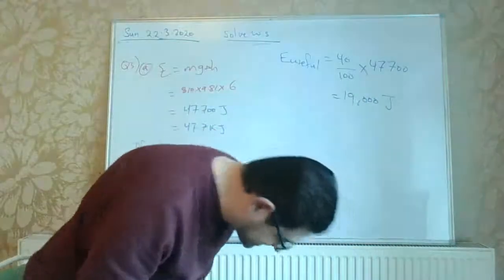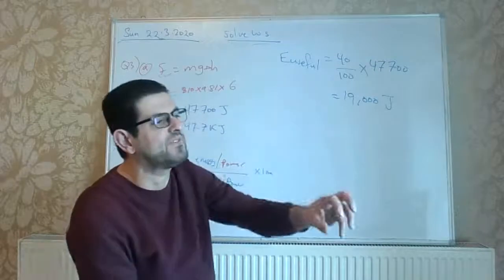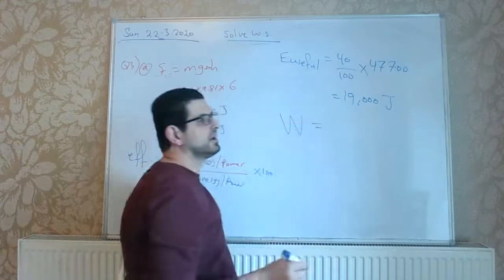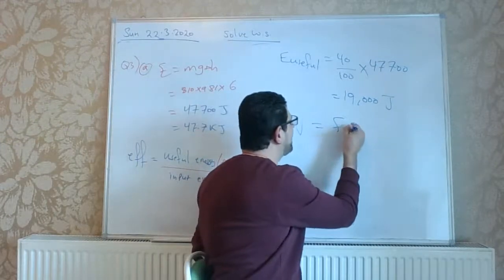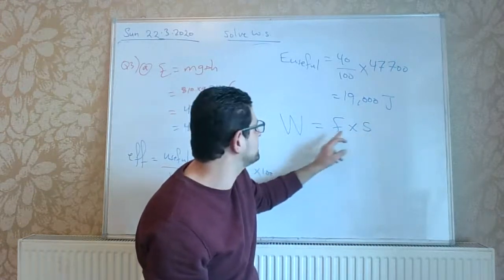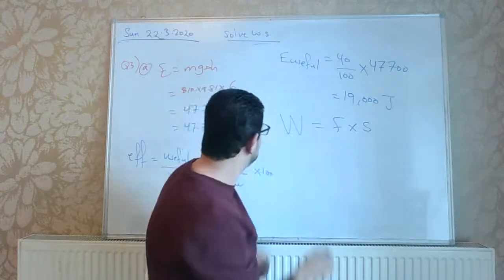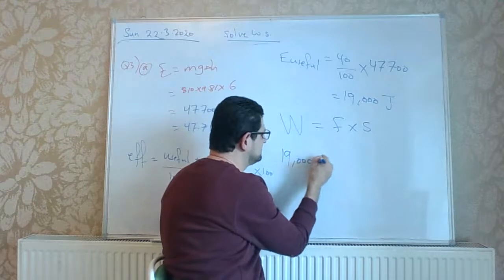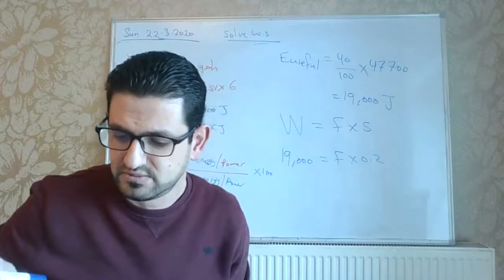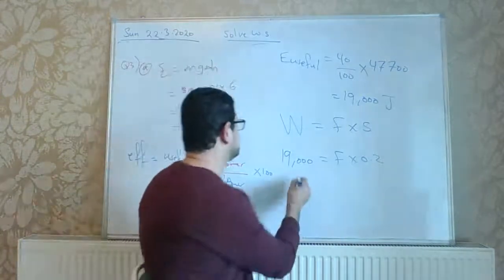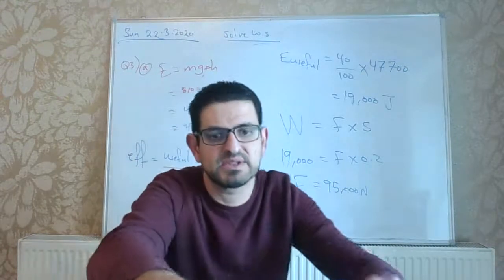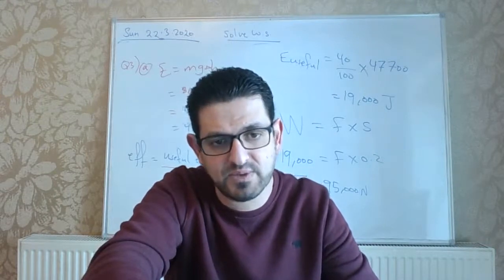Now this energy is used usefully to drive the pile inside. So the work done is force times distance. Of course cosine 180 is negative 1, not a problem, it will come out negative. Now this 19,000 equals the force times the distance moved, which is 0.2, so the force is 95,000 newton. This is the force that will be used there.